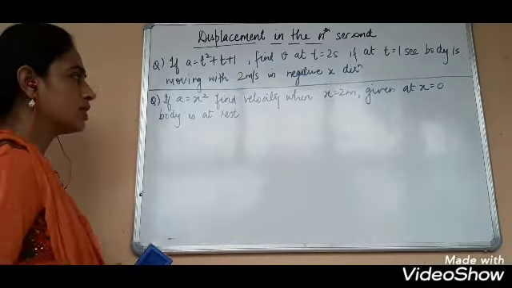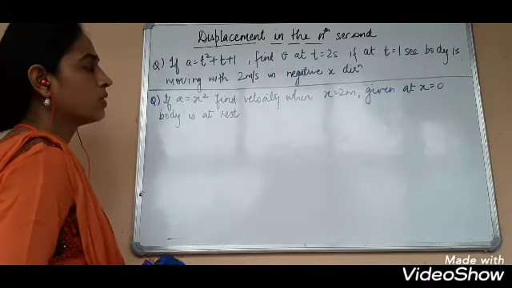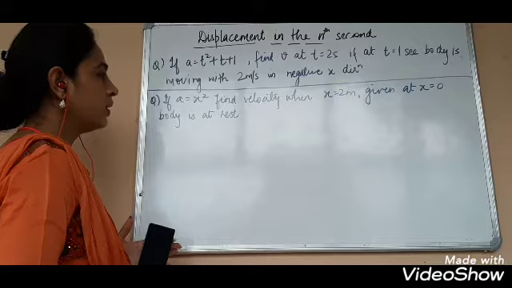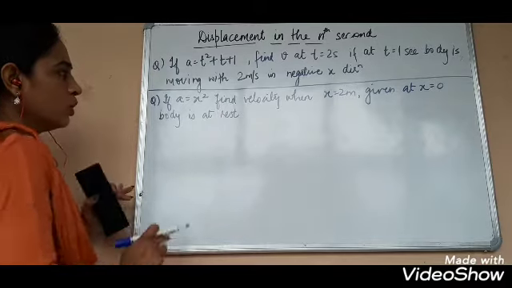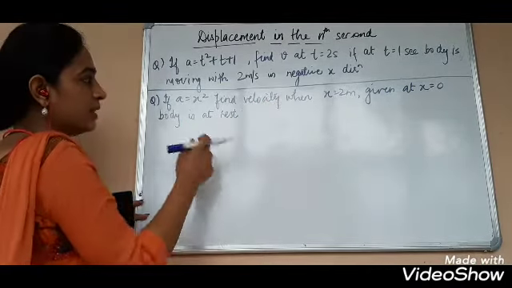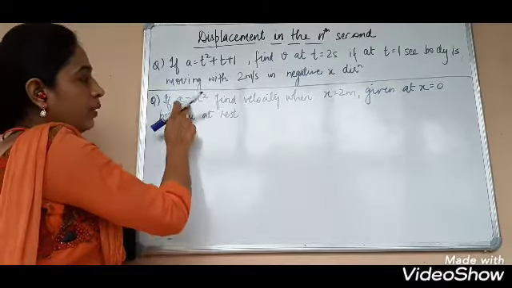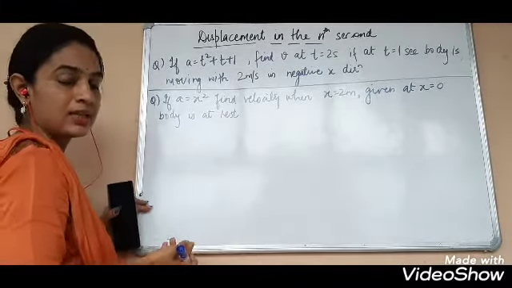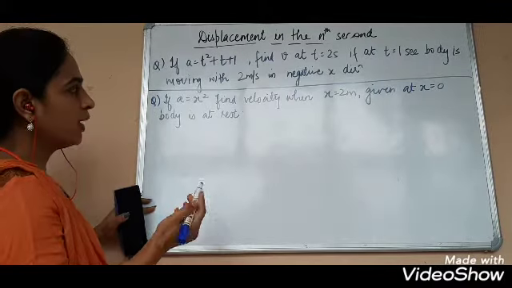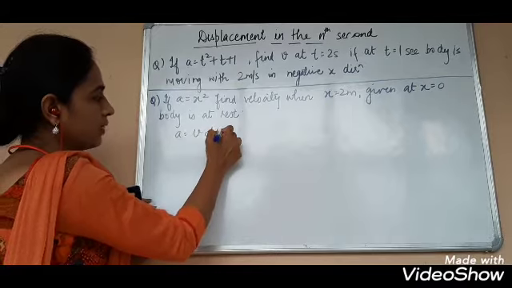The next question is, if a equals x square, find velocity when x equals 2 meter. Given at x equals 0, the body is at rest. So see here, velocity has to be found, but displacement is not given. Acceleration is given, that too in terms of x displacement. So here we have to find, we know a is equal to v dv by dx, right?